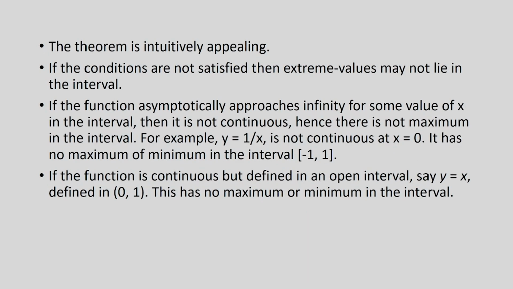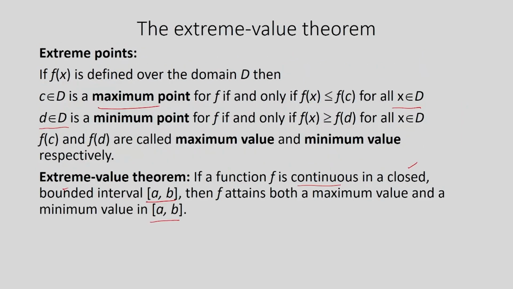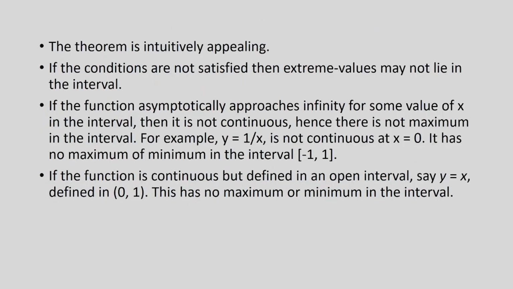The theorem is intuitively appealing. If the conditions are not satisfied, then extreme values may not lie in the interval, right. So, what are the conditions? Conditions are it has to be continuous, the interval has to be closed and bounded. If the function asymptotically approaches infinity for some value of x in the interval, then it is not continuous, hence there is no maximum in the interval.